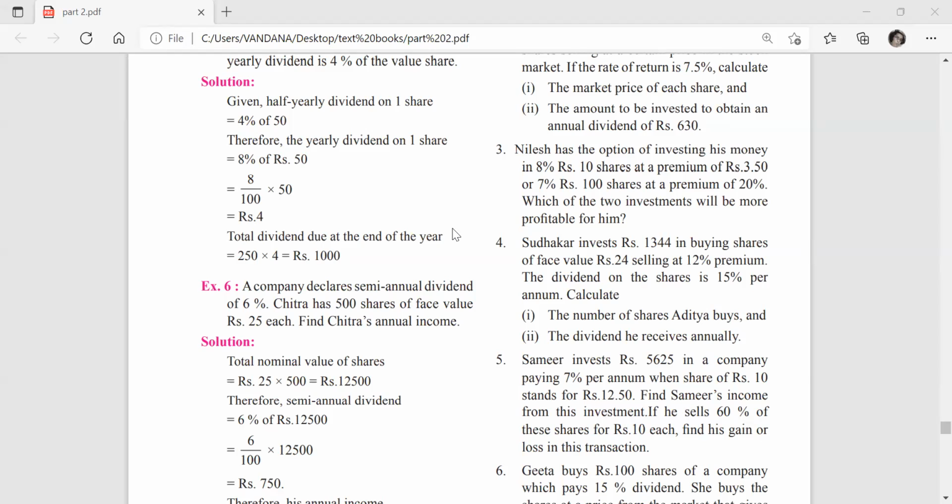This is 9.7 question number 3. The two options are: rupees 10 share at a premium of 3.5. So face value is 10. Premium is 3.50. So market value is 13.50.